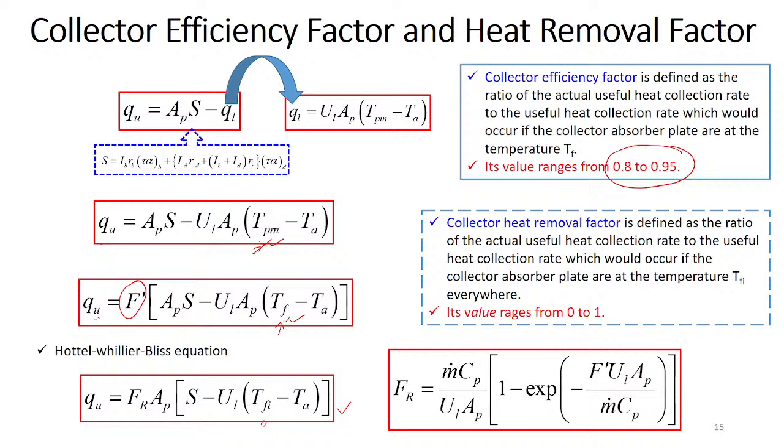In the case of FR, which is the collector heat removal factor, it is defined as the ratio of the actual useful heat collection rate to the useful heat collection rate which would occur if the collector absorber plate were at the temperature of TFI everywhere. Okay, and its value varies from 0 to 1. FR can also be calculated by using this expression, which is already expressed.